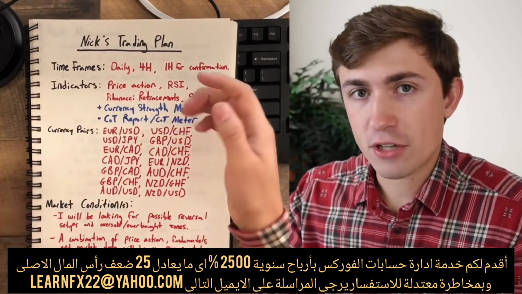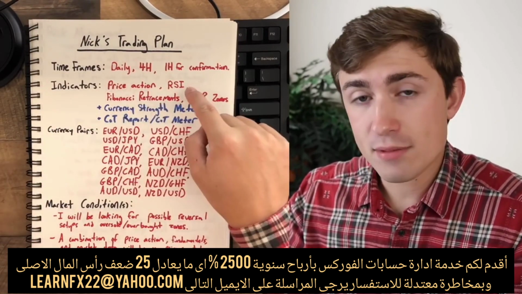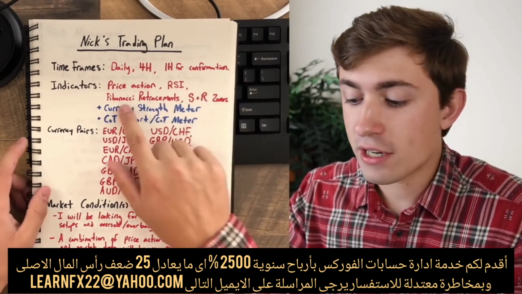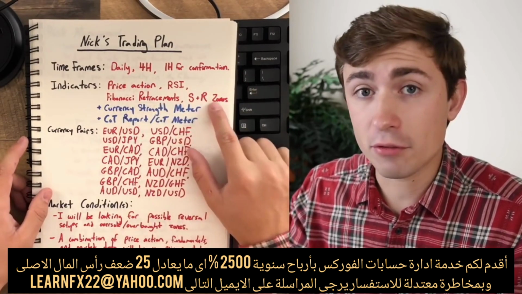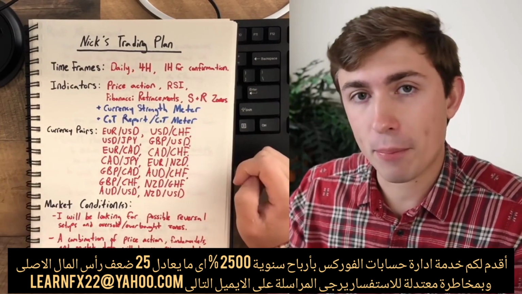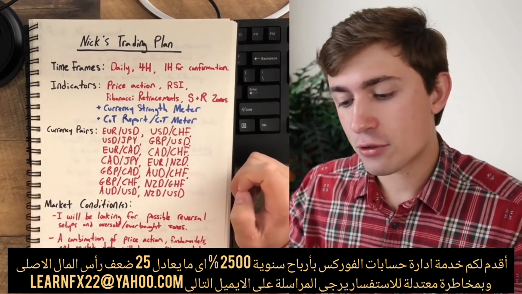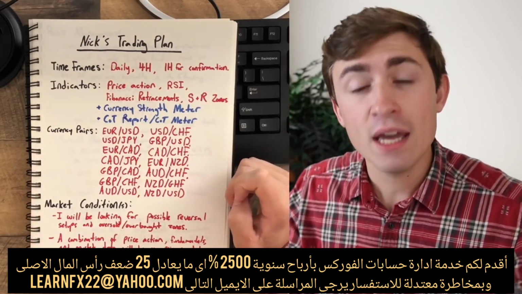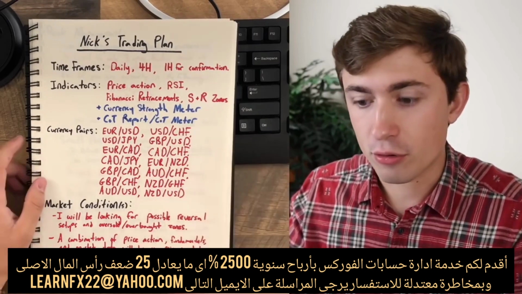Indicators: mostly for my trading, I'm going to be using price action, and sometimes I'll look at the RSI for some sort of confirmation, as well as Fibonacci retracements and, heavily, support and resistance zones. That's just my personal preference. But again, this trading strategy is not for you to just blindly copy. It's for you to get an idea of how you can create your own.